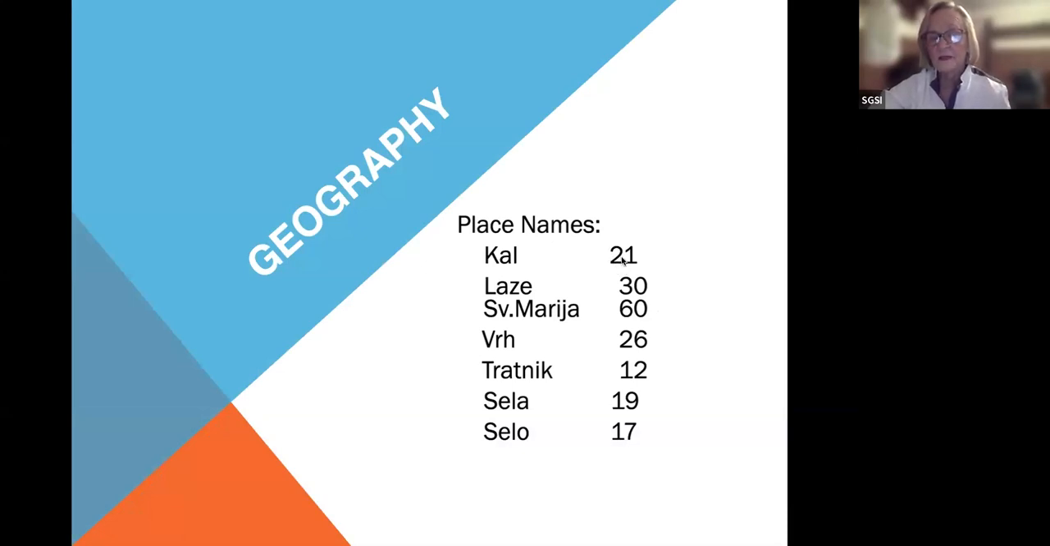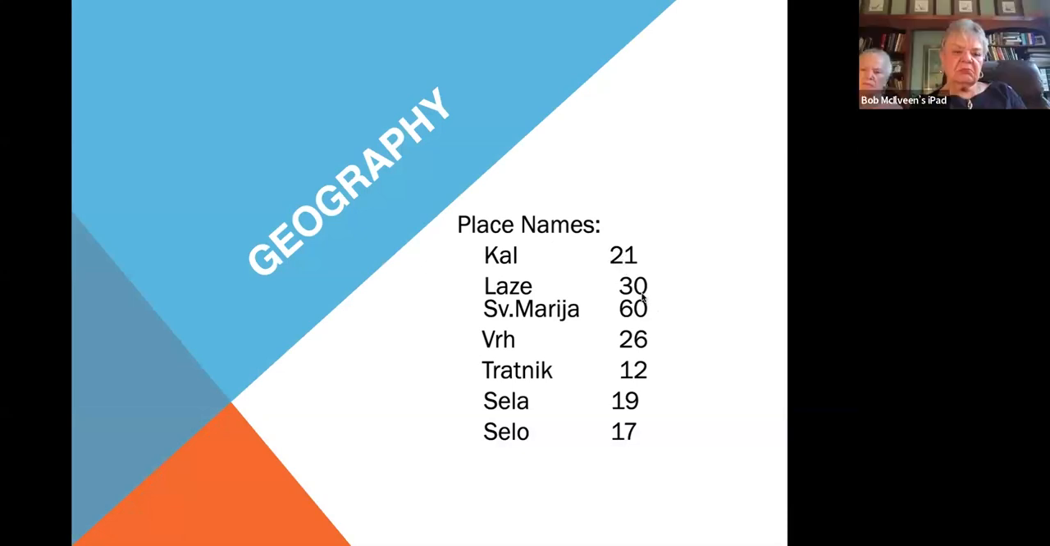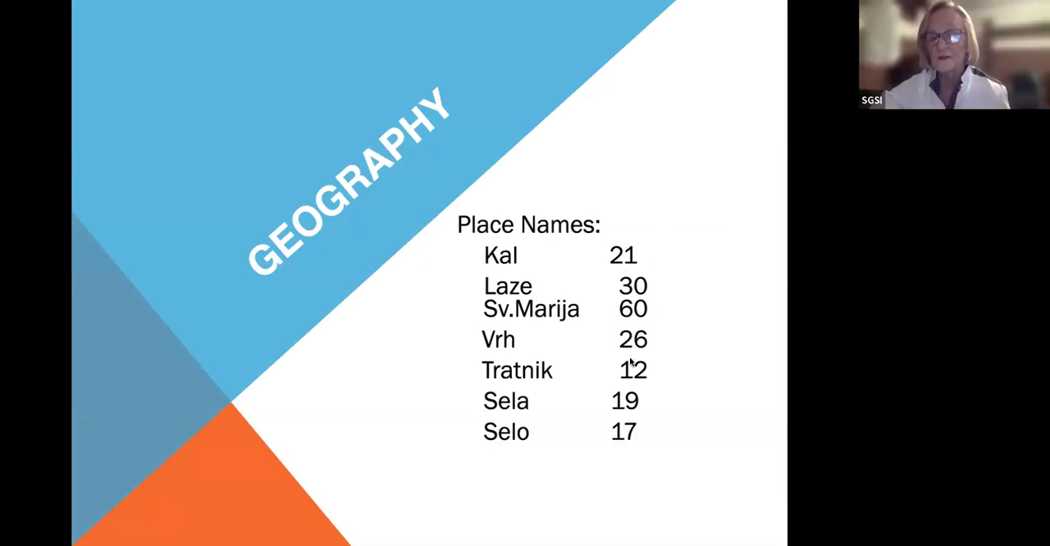There are 21 villages with the name of Kal, 30 with the name of Laje, 60 with the name of Svete Maria, and so forth down the line. So in your instances, you're going to be able to know what these are because we pretty much figured them all out for you. But in the future, know that when you're looking for a town, and it's one of these that have a lot of them in the town, it's like having Cleveland, Ohio, Cleveland, Tennessee, Cleveland, Florida. And it's the same way here, but you have to figure out which one is the one that your family is from.